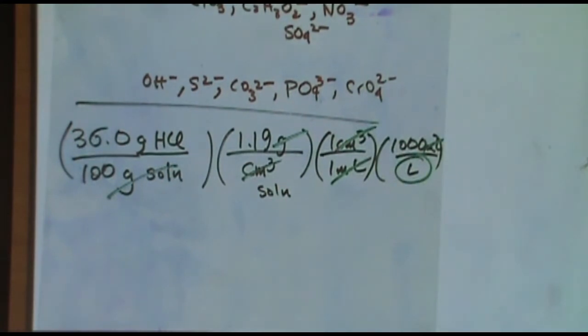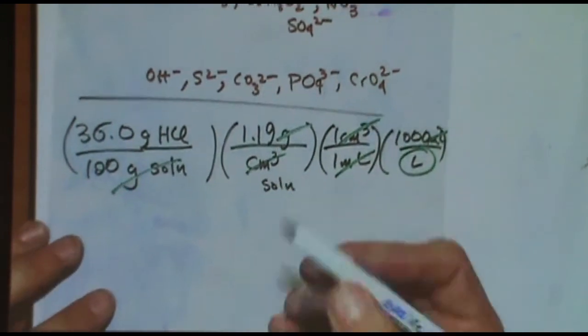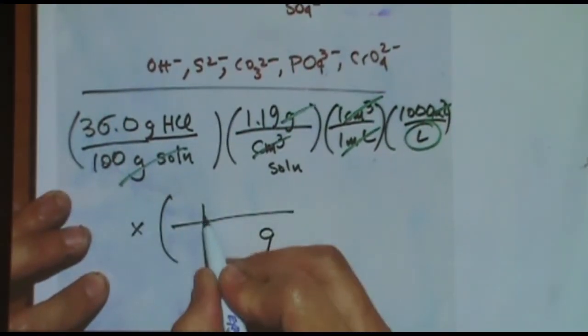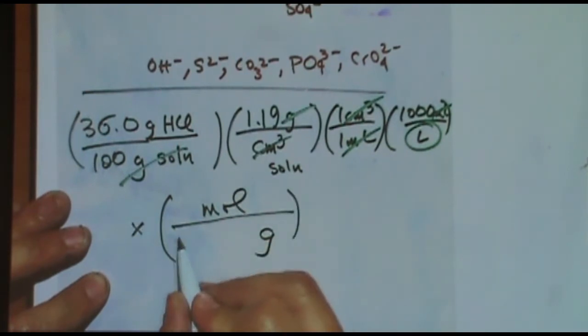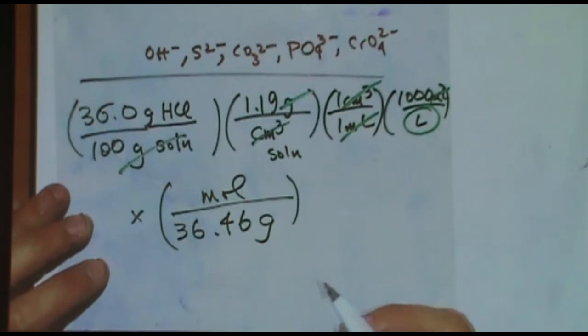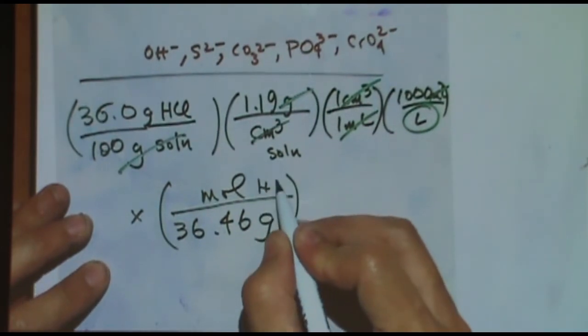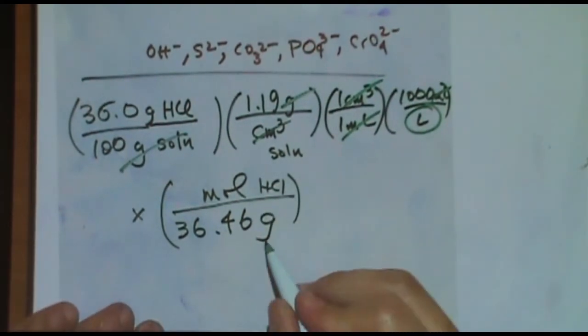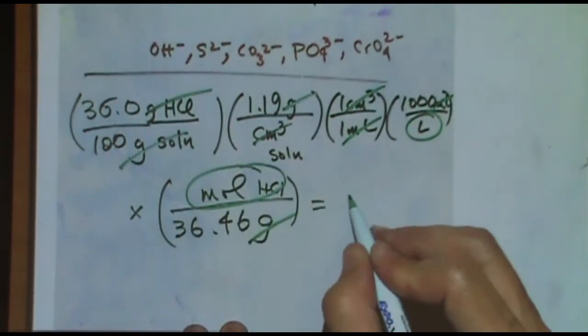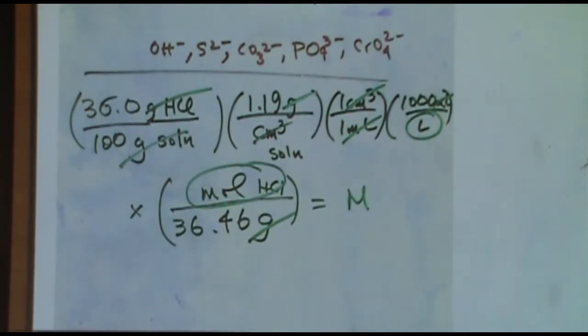My numerator is not finished yet. I need to go from grams here to moles. So I'm going to multiply, go to the next line because I'm running out of space. I just need the molar mass of HCl. I think it's 36.46 or something like that for HCl. And so that'll drop the grams. Now I have moles on the top, and this will be molarity. I'll let you calculate that.